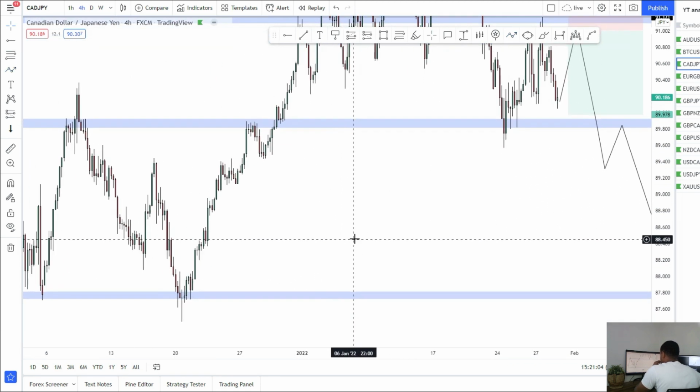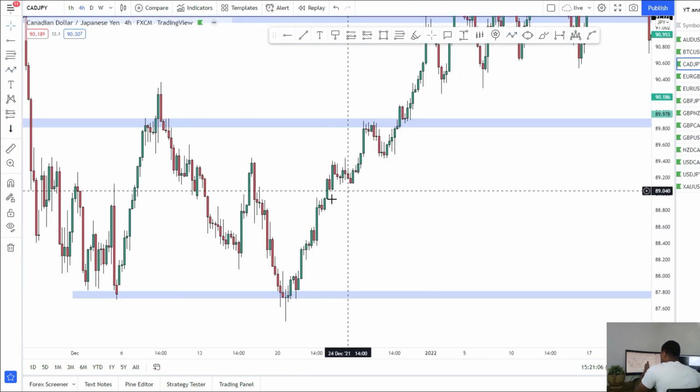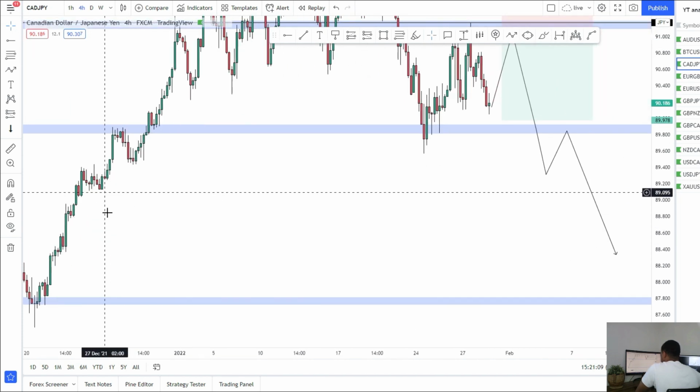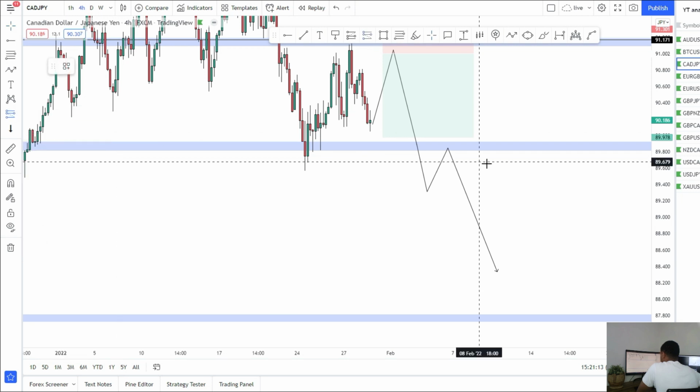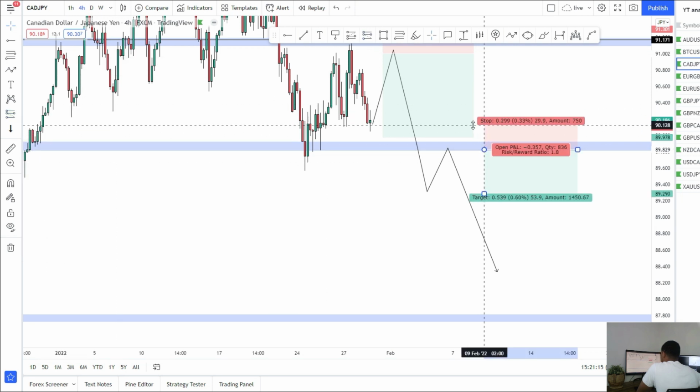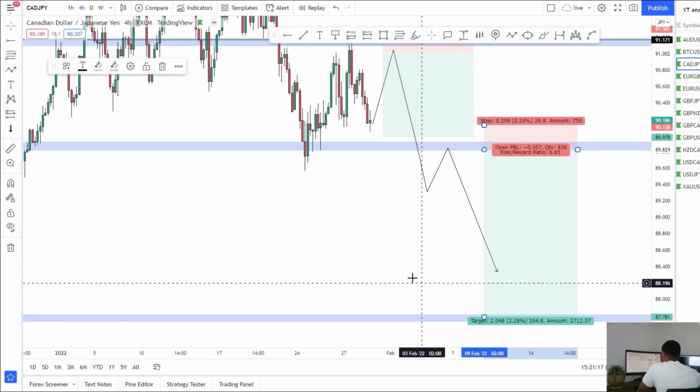Of course, you don't have to target all the way down there. There's multiple areas of support and resistance you can look to target depending on what type of trader you are. But essentially, that is where I see the market going if we can get below 90 and retest it.